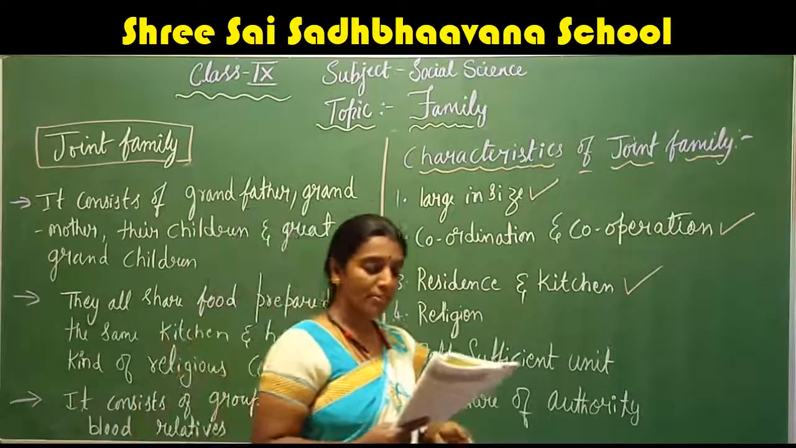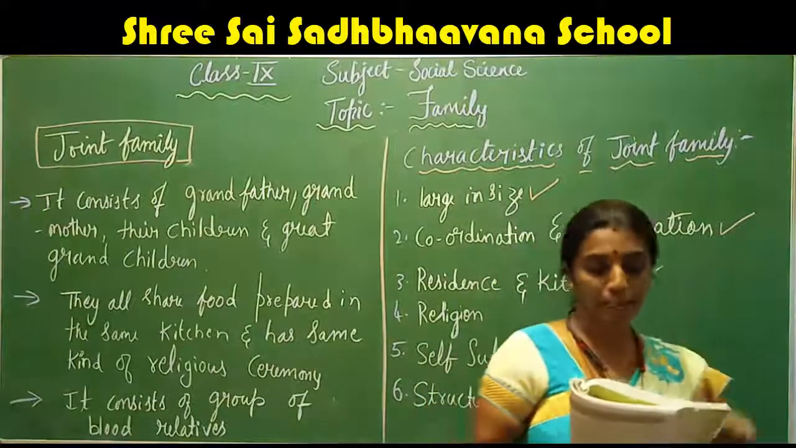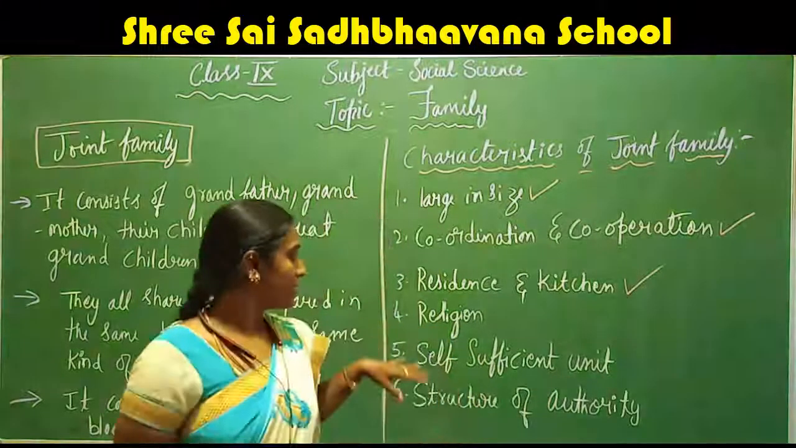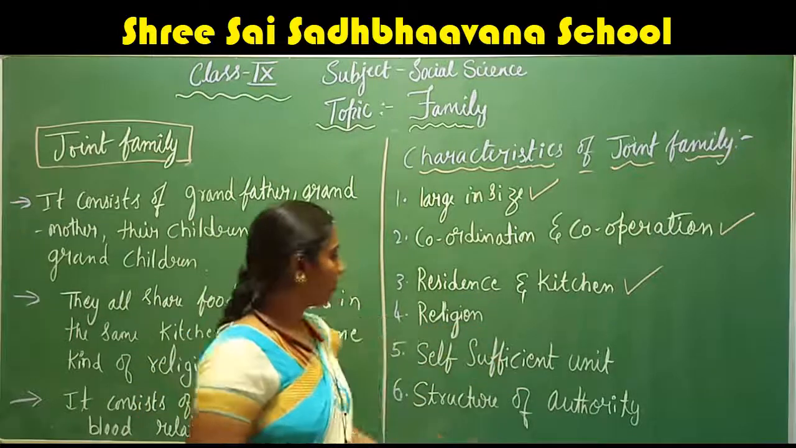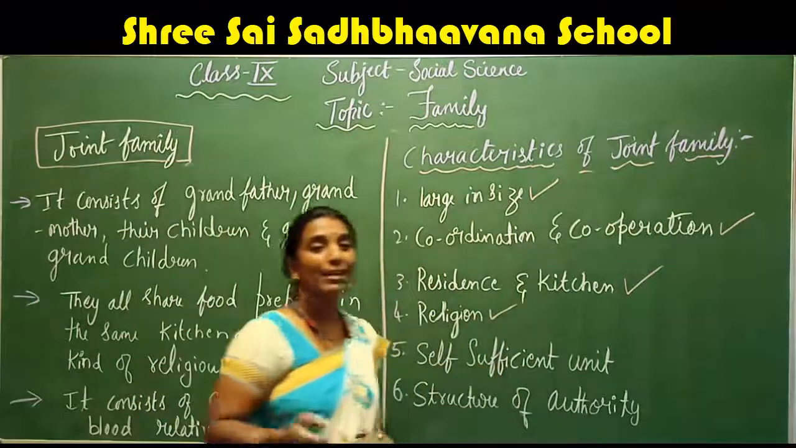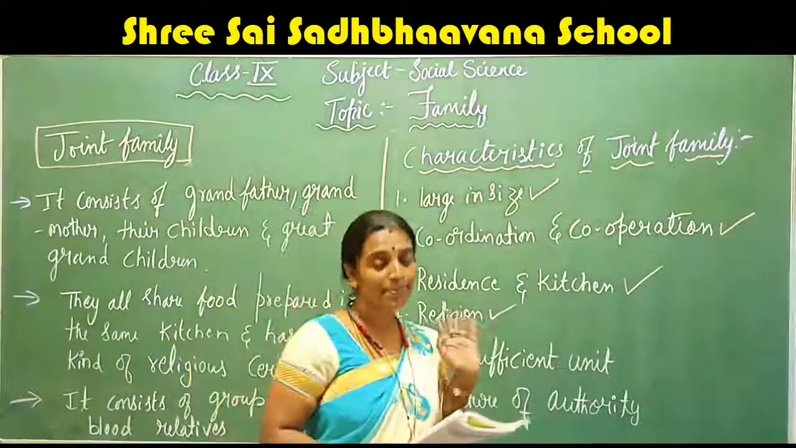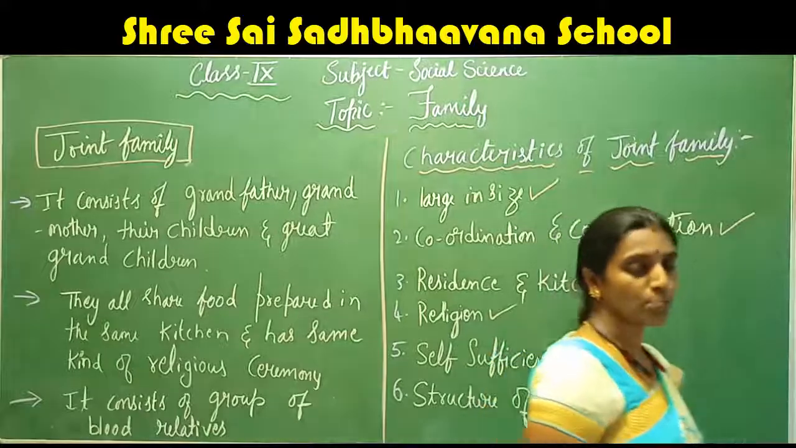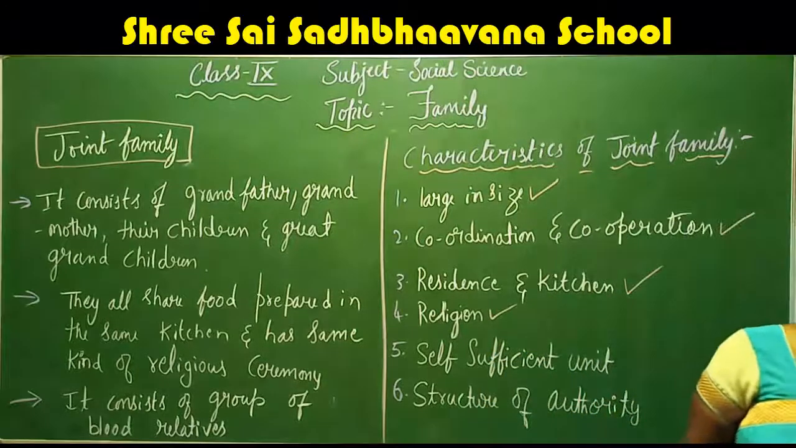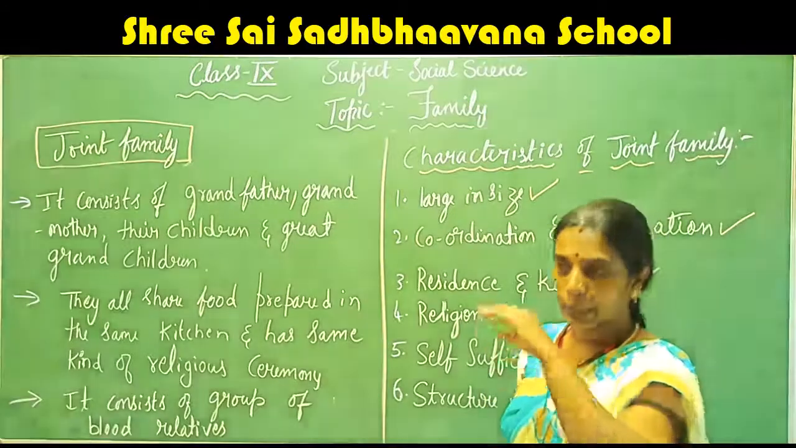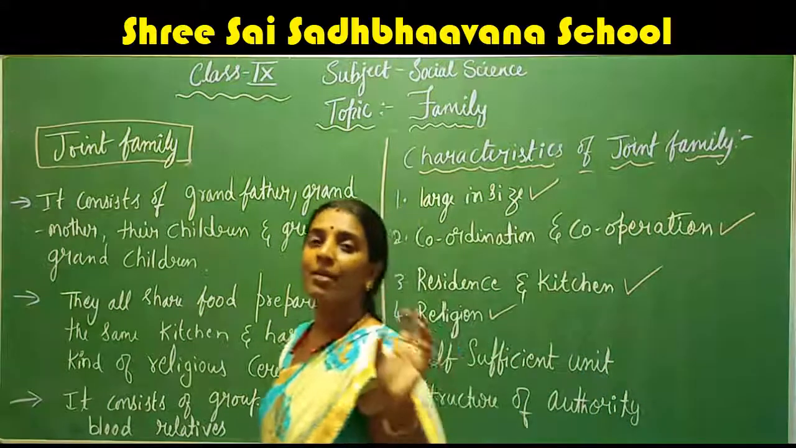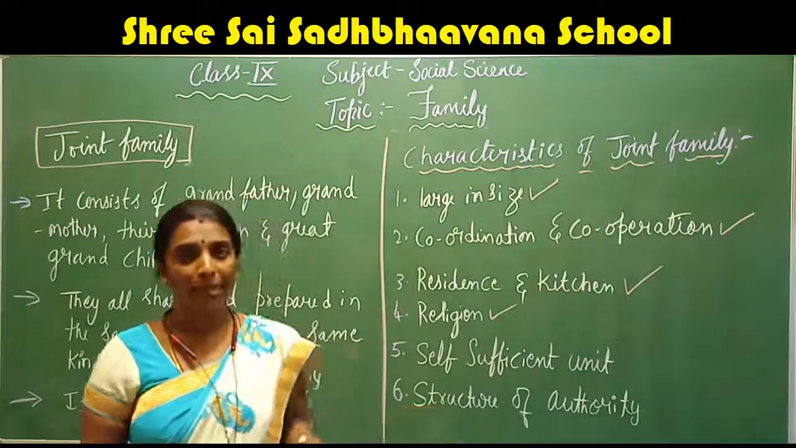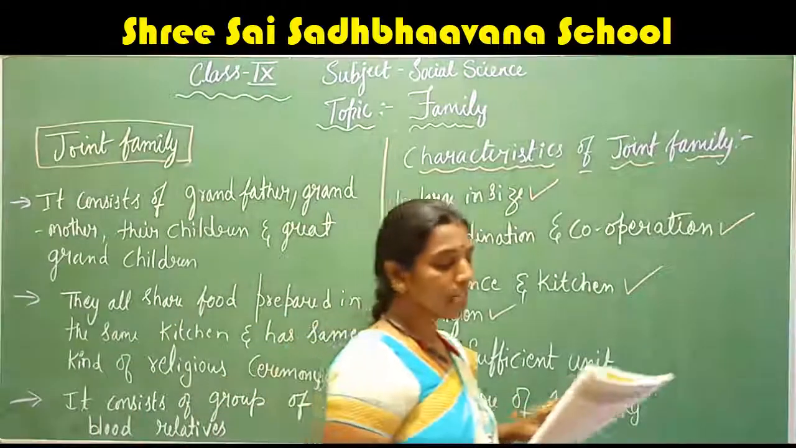And religion. Members of the joint family believe in the same religion and practice. Their worship and religious beliefs are common in nature. So all the members of the joint family will practice the same religion, and also their worship and religious beliefs. Maybe the family deity or the god they are worshipping, everything will be the same, similar among all the members of the joint family.